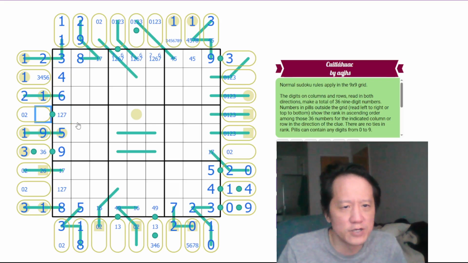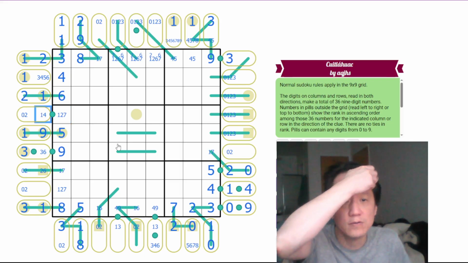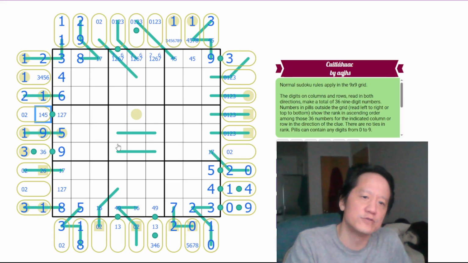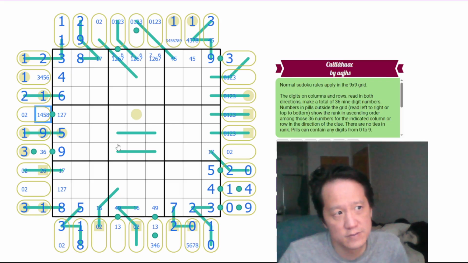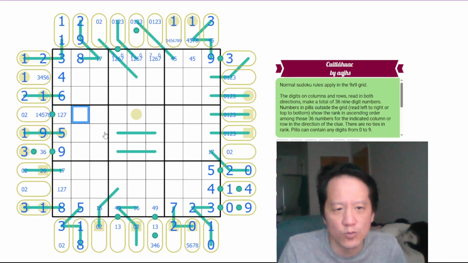Let's try this one again. Okay, 1 can be, this is the same set. So 1 could be 0, 1 or 0, 4 there. 2 could be 0, 5 or 0, 8. 7 can be... It has to be 27 if that's the case. Okay, so that only limited 1.